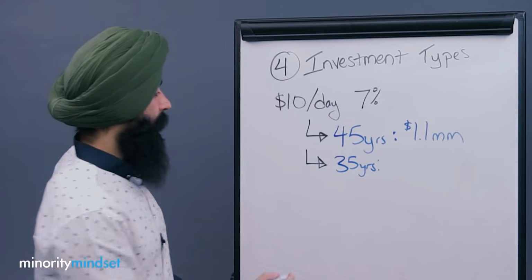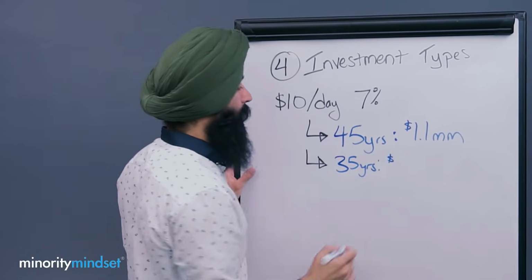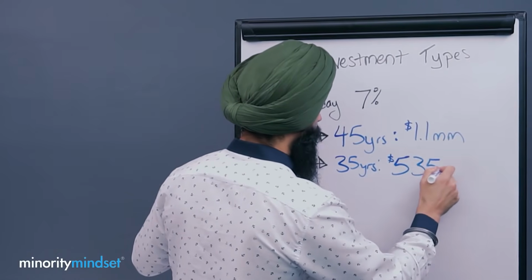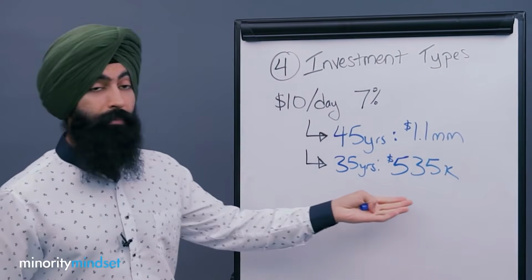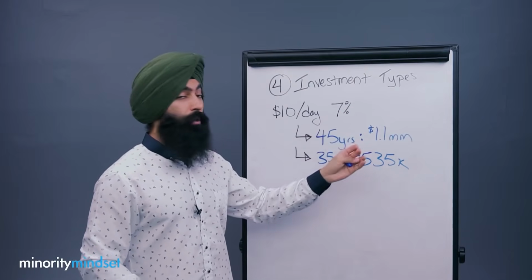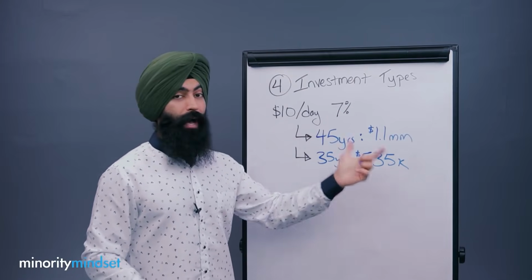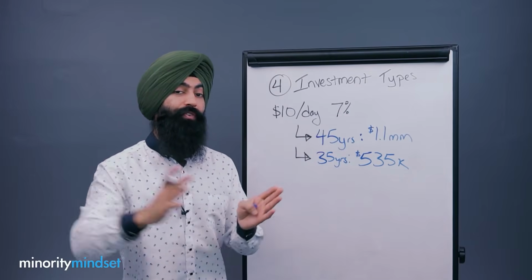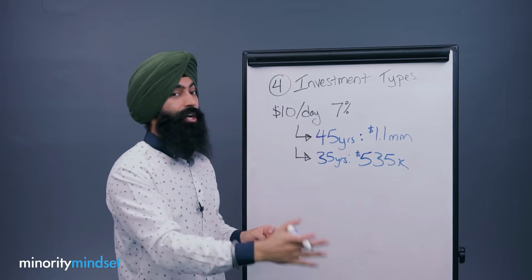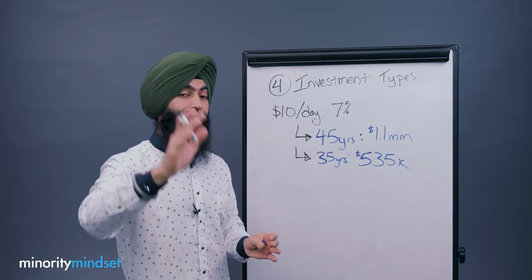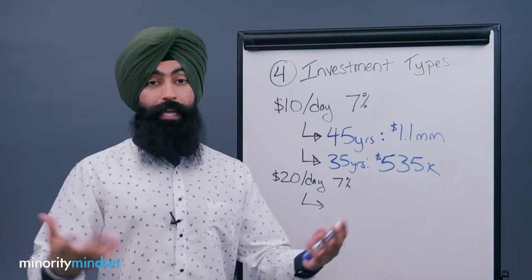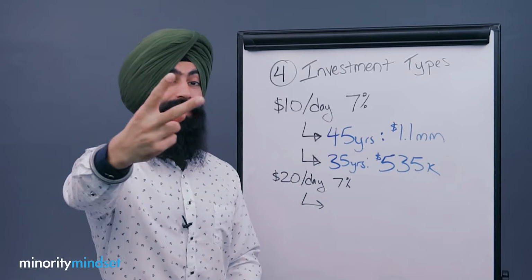Now, if you do the same investment, you're not going to retire with $1.1 million. You're going to retire with $535,000. Still a lot of money, but you're leaving a lot of money on the table because your money doesn't have as much time to compound. Time is very important when it comes to investing your money over the long term because every single year your money has more time to grow and compound, and the longer you let your money grow, the more wealth it's going to build you.